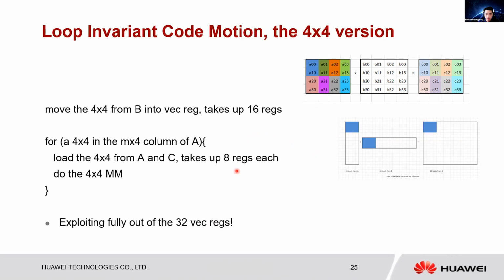Remember, AArch64 has 32 vector registers for this purpose. And as you are going down the column of A for a 4x4, A takes 8 registers and C takes 8 registers. So that fully uses the 16 registers available for the innermost loop. And then you just call the 4x4 microcore and do it in the previously mentioned way. In this fashion, you are utilizing loop invariant code motion, you're loading B only once, and you're exploiting fully the 32 vector registers. And of course, in the innermost loop, you can unroll it, you can do prefetch, you can do all of your favorite textbook optimization techniques.